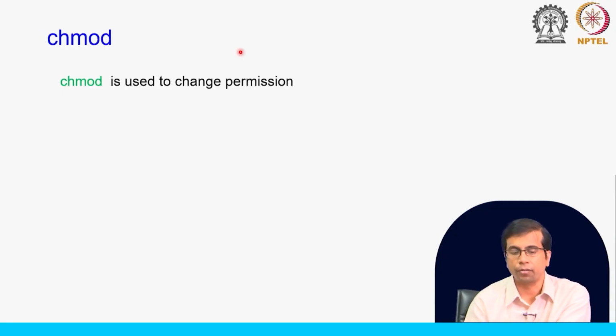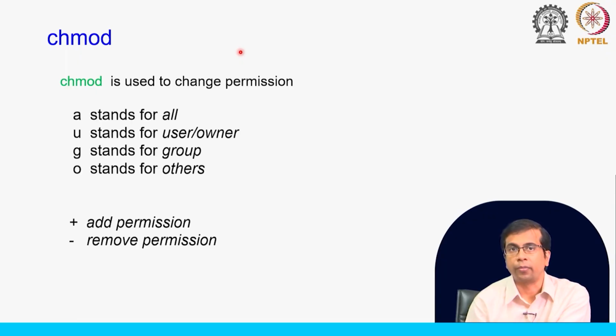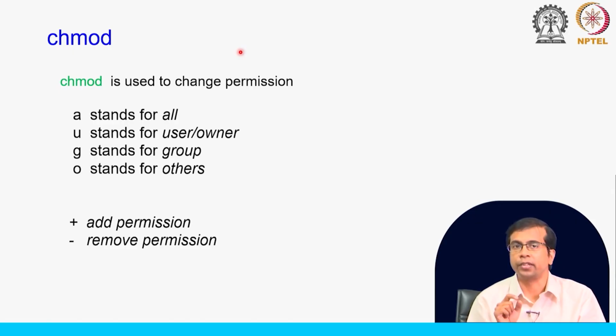Chmod means change the permission. Again you will have multiple options with this chmod. You will see something called a, which stands for all, so the permission will be changed for everyone. If you give the option u, it will stand for user or owner. If you say g, it will stand for group, so you are changing permission only for groups, and o will stand for others. If you mention this option o, it will change the permission only for others, not for the owner, not for the groups.